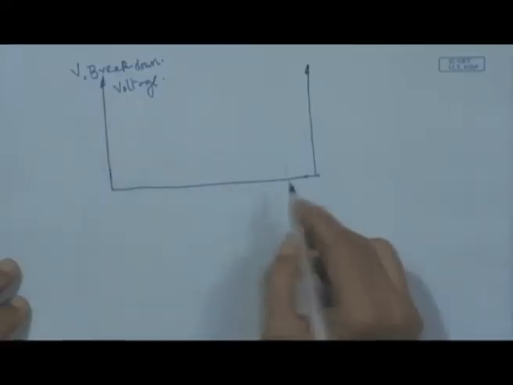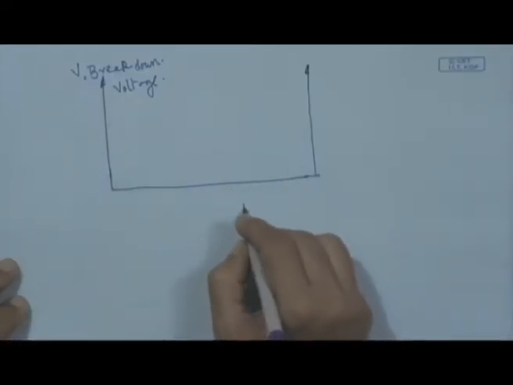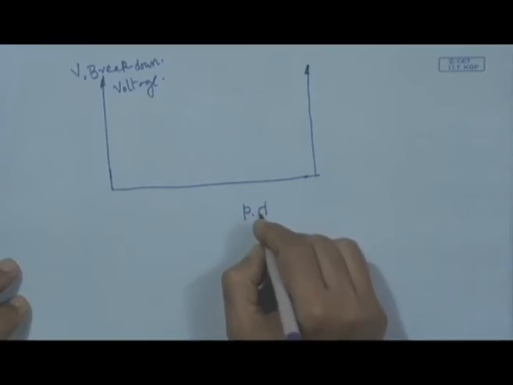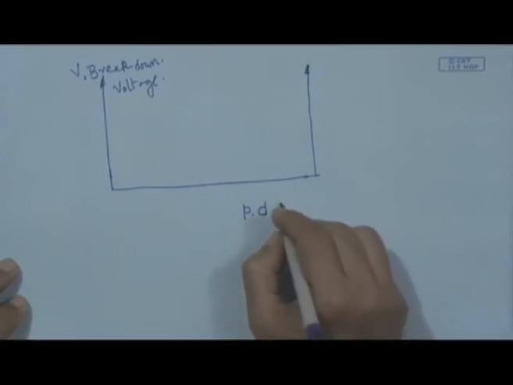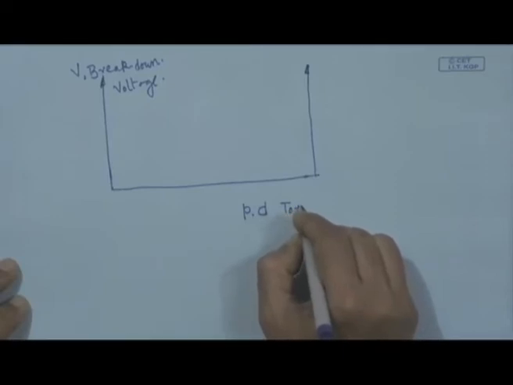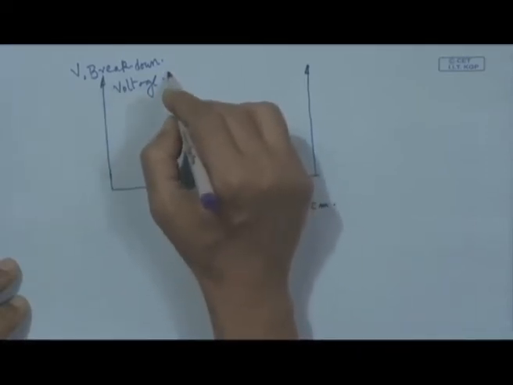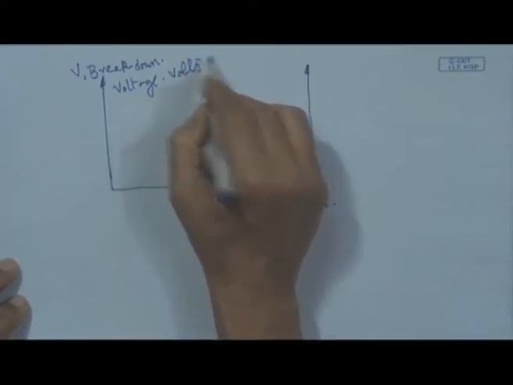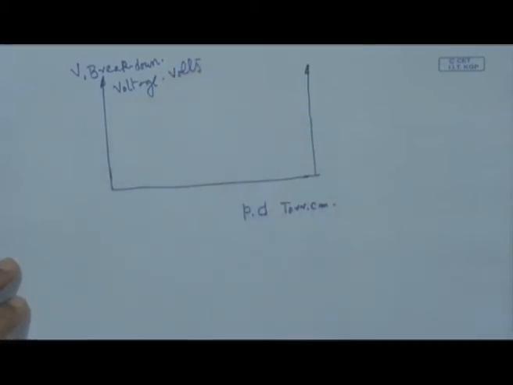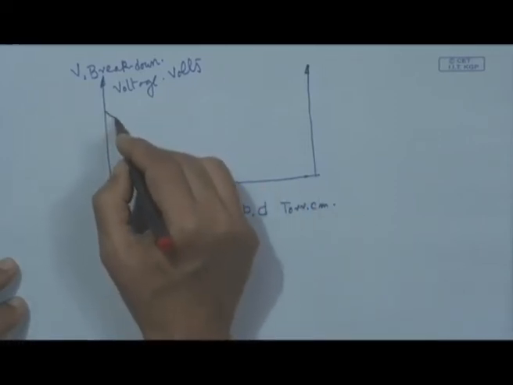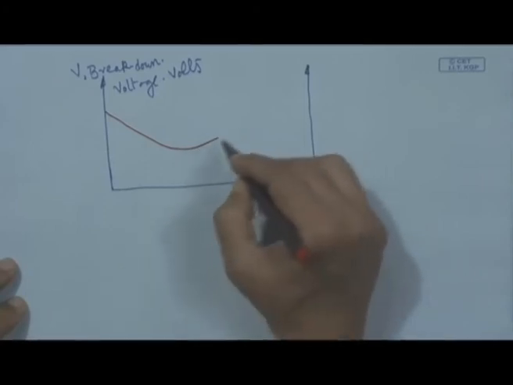It is not just one parameter, it is a combination of two. So, on the y axis we show breakdown voltage, in volts, and on the other axis we show P into D, that is, P into D in torr centimeter. With that, this curve looks like this.